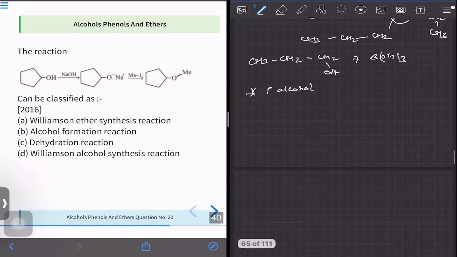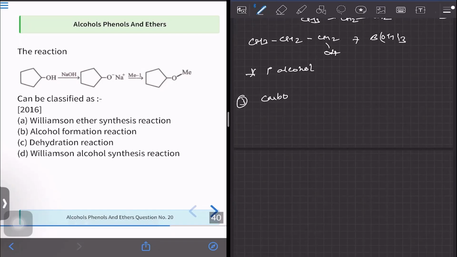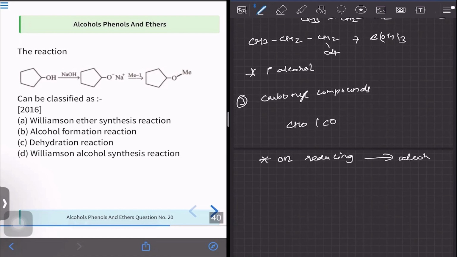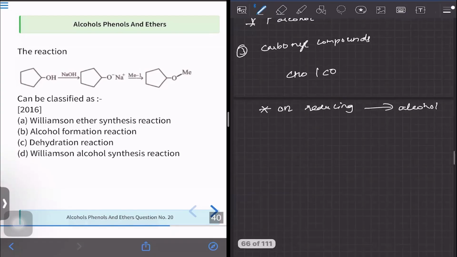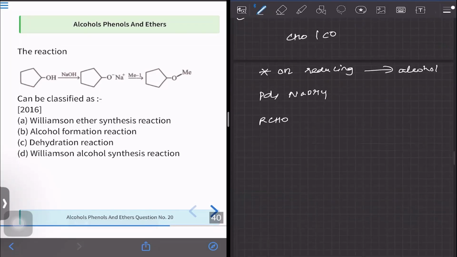The next method is from carbonyl compounds. What is a carbonyl compound? That is CHO or C=O. We all know that on reducing this substance, it produces alcohol. So what will be the reducing substance? It includes palladium and NaBH4. For example, RCHO, whenever it reacts with palladium and H2, produces RCH2OH, which is a primary alcohol.